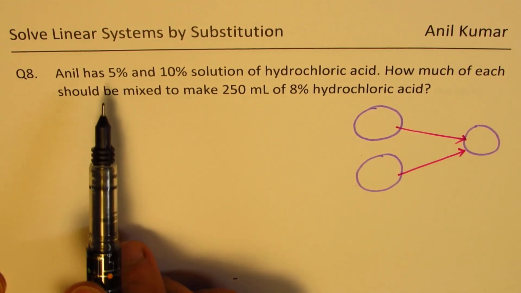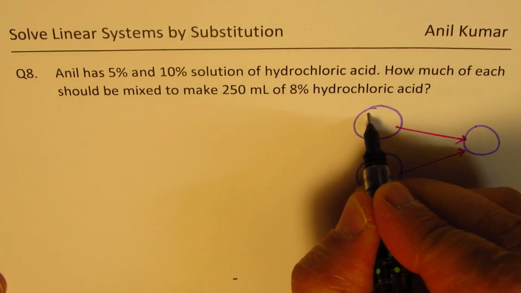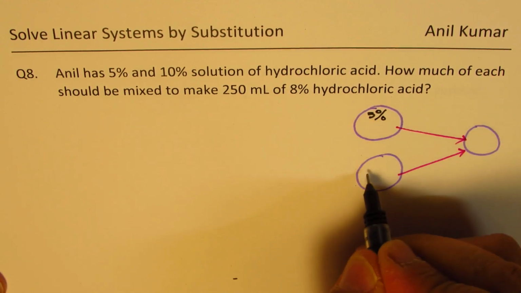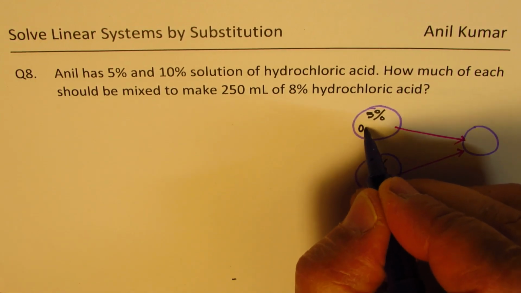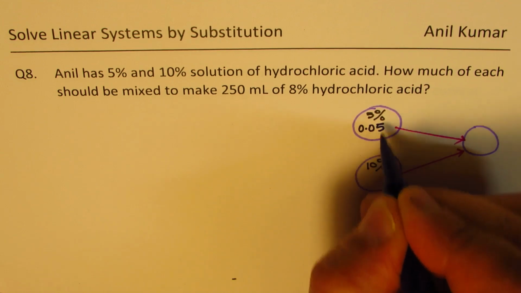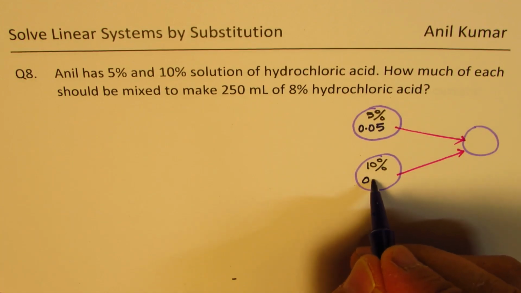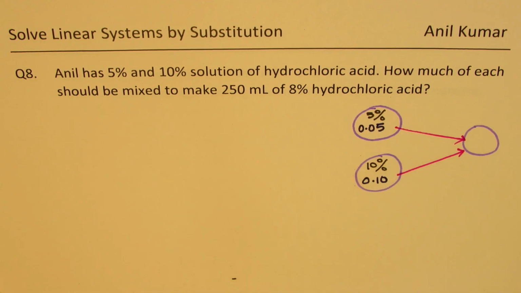Now, we have 5% and 10% solutions. So I'll write this as 5% and this as 10%. Now, when I say 5%, it really means what? It means in decimals 0.05, clear? 10% means 0.10. So that is the decimal equivalent. So it's a good idea to write percent as decimal value, right? So that is one part.